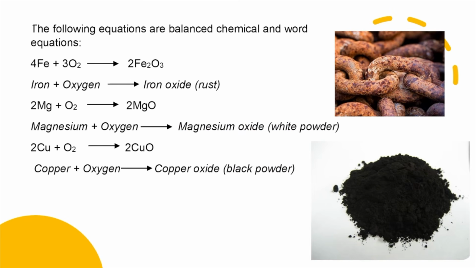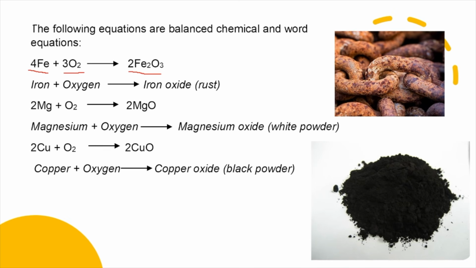The last set of chemical equations which you must be able to balance in grade 9 is iron and oxygen, which react to give us iron oxide, magnesium and oxygen, which react to give us magnesium oxide, and copper and oxygen, which react to give us copper oxide. So if we have a look at these equations over here, we have 4 iron atoms that react with 3 oxygen molecules to give us 2 Fe2O3.